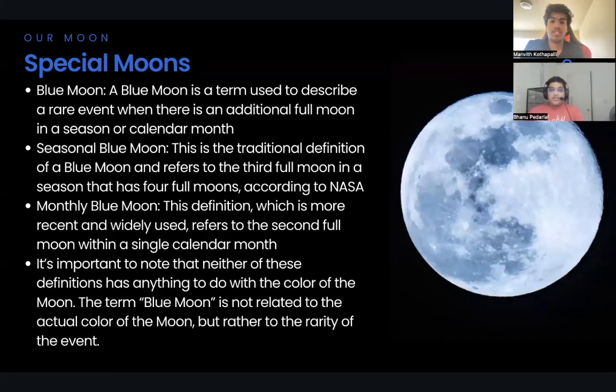Now on to Mona to talk about exomoons. Before we do that, however, on very rare occasions, the moon can appear blue in color due to atmospheric conditions, such as the presence of smoke or dust particles in the air. So that's why we can sometimes see a blue moon.